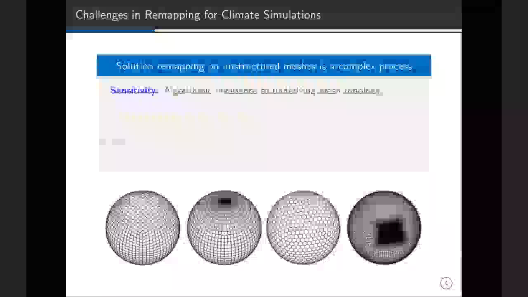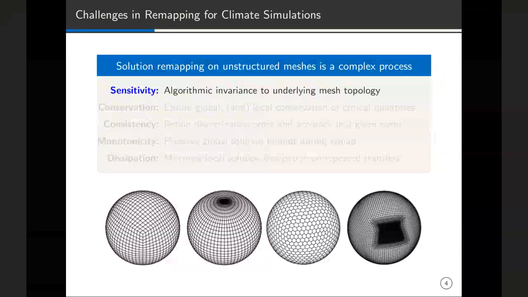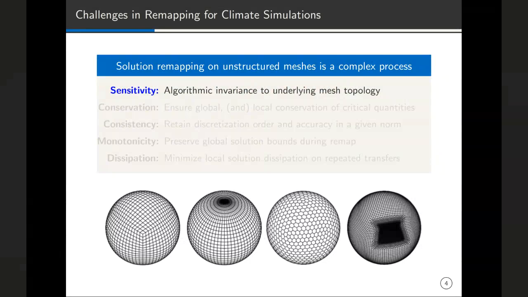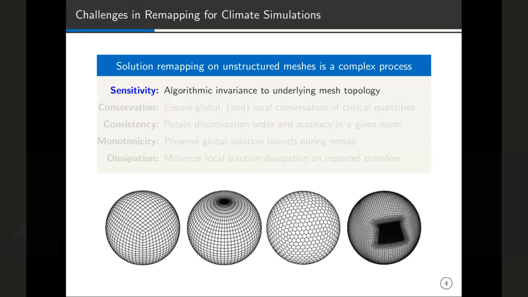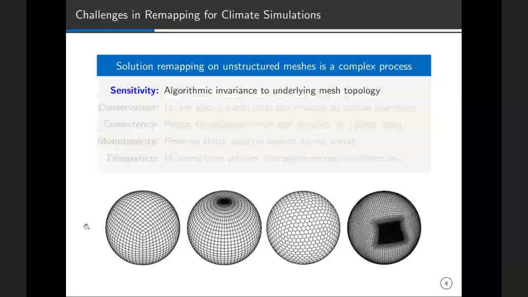So what are the main challenges in remapping? What we want is certain properties to be met, and given that this is a really complex process of transferring data between unstructured meshes, we want to make sure that the underlying algorithm is insensitive, or algorithmically invariant, to the mesh topology. So this is the cube sphere grid, this is a lat-long, and this is an MPAS polygonal mesh. This is a regionally refined grid. So immaterial of which grid we use, we want to make sure that other properties do not suffer.